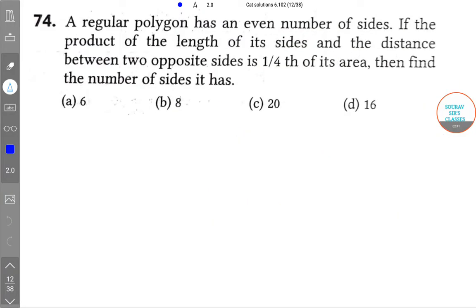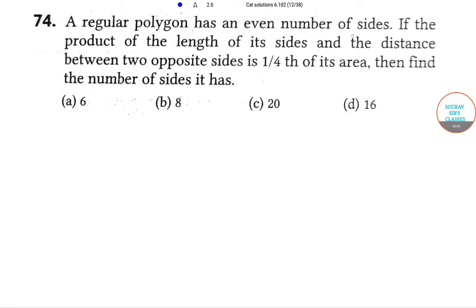The next question is, a regular polygon has an even number of sides. If the product of the length of its sides and the distance between two opposite sides is 1/4 of its area, then find the number of sides it has. Now since it has even number of sides, let the number of sides be equal to 2n.